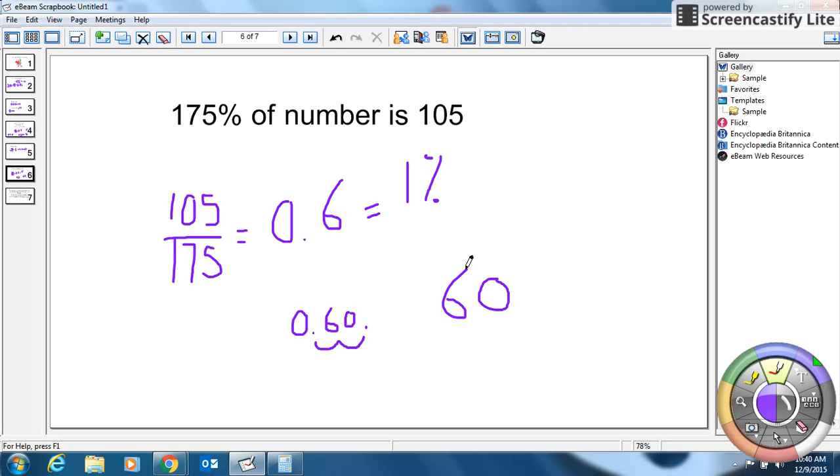Think about it. If you took your original number 60 and multiplied it by 175%, it's of course going to be bigger than the original number. It's almost twice as big, but not, right? So twice as big would be 120. In this case, it's only 105, so it's 3/4 bigger. Hopefully that makes sense to you guys.